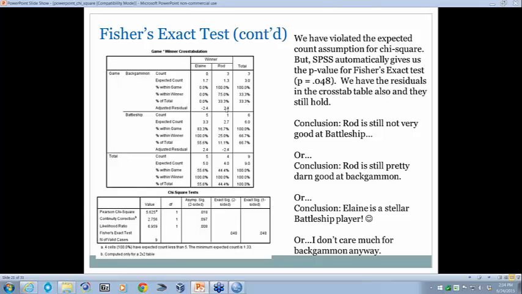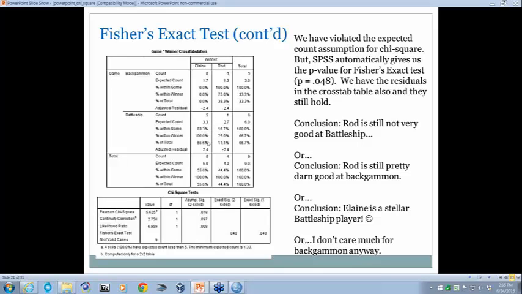We still have the residuals down here too, and they're bigger than a 2, right? And again, it looks like Rod has a positive residual here. So at backgammon, he did better than expected, right? We observed 3, but we expected 1.3. I did better at Battleship. I won 5, but we expected I'd only win about 3.3.